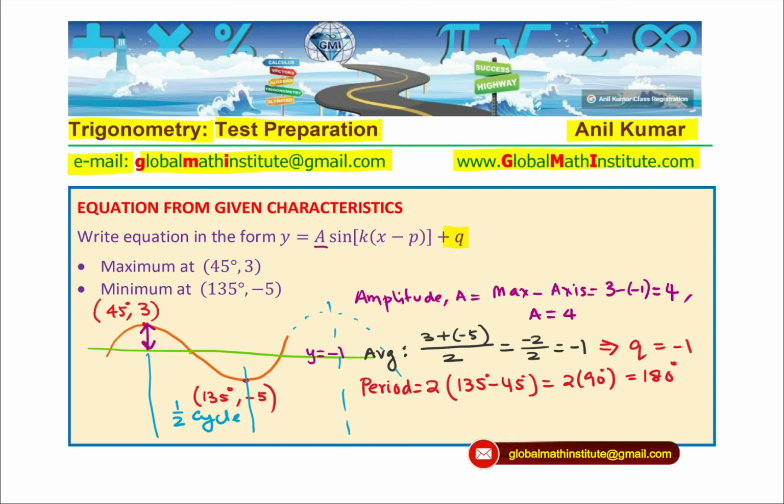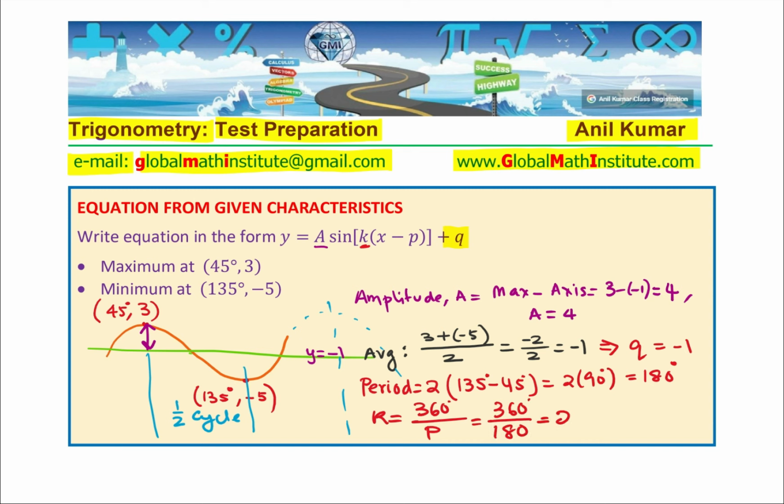Now from the period, we can find the constant K. So K is actually equal to 360 degrees divided by period. I'm writing capital P. You could write time period T also. So it is 360 degrees divided by 180, and that gives you 2. So the value of K is 2. Make sense? Perfect. So we got the value of K as 2 also. Very good.